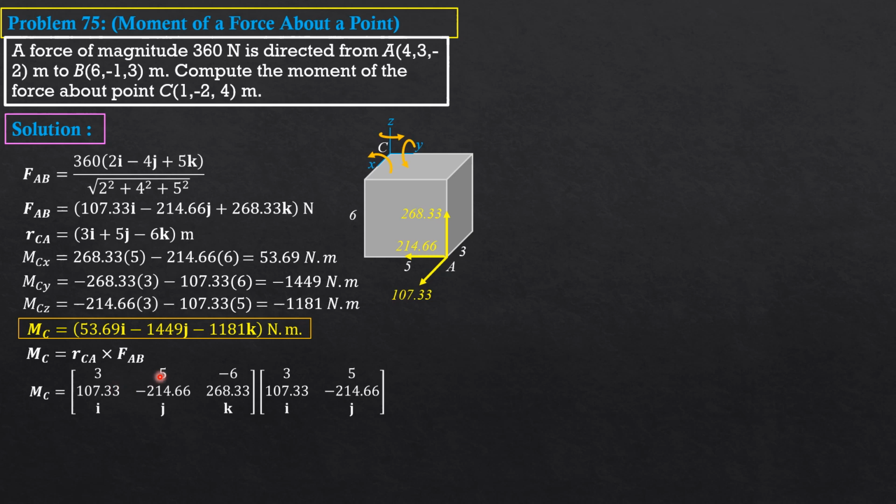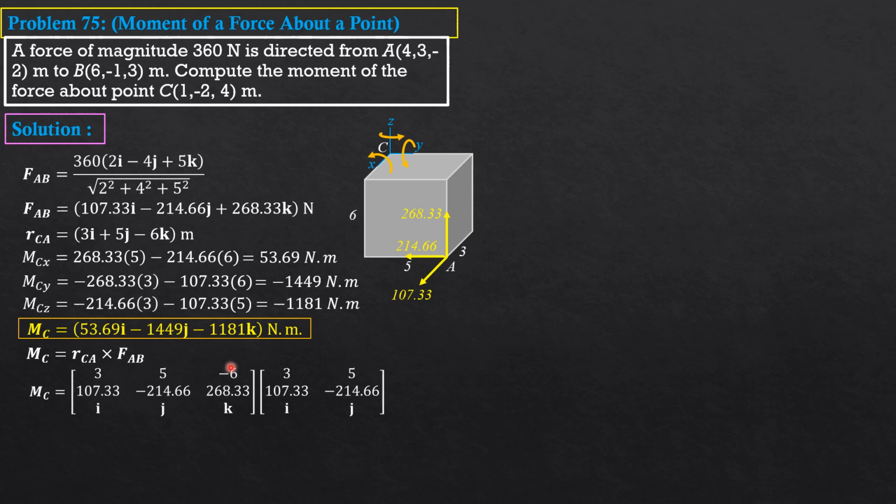So for the result, 5 times 268.33, which is this, minus 214.66 times 6. This is minus, but the product is positive, so still minus 214.66 times 6, which is that. So that's why it's 53.69i.